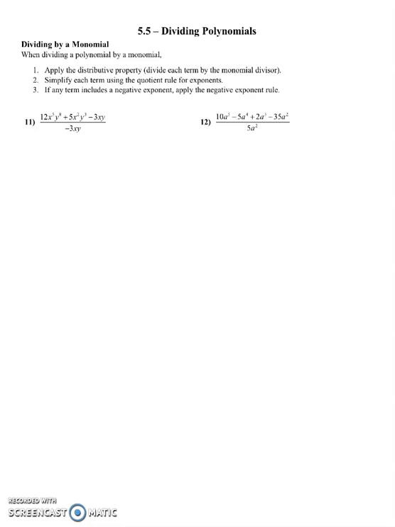Okay, this is section 5.5. We're going to talk about dividing polynomials, but not in general. We're just going to talk about dividing a polynomial by a monomial.